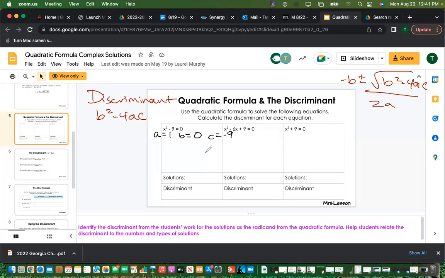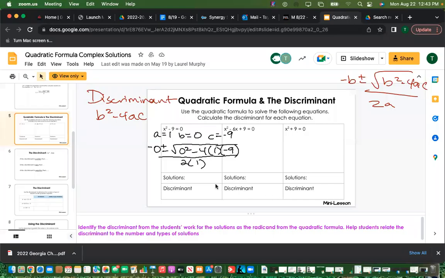So what you're going to do is take those 3 numbers and substitute into this equation. So I'm going to get negative 0 plus or minus square root of 0 squared minus 4 times 1 times negative 9, all over 2 times 1. All I did was take these 3 numbers and plug them into this formula. I'll give you a second to finish writing that down.